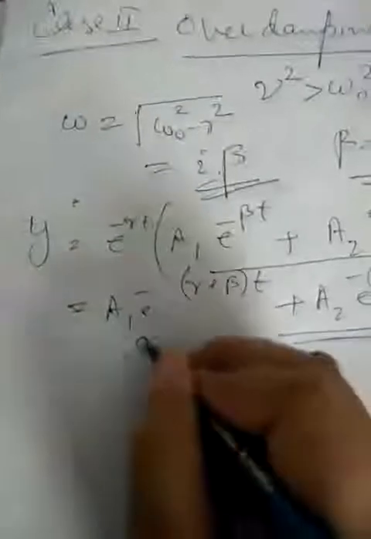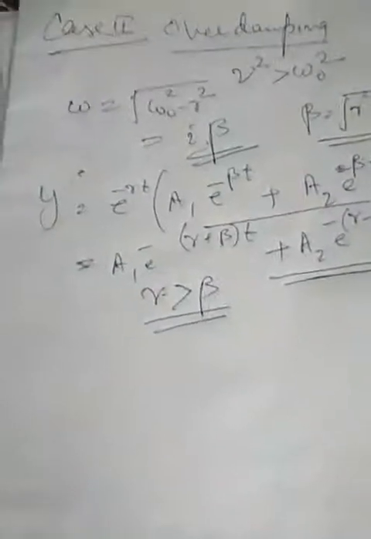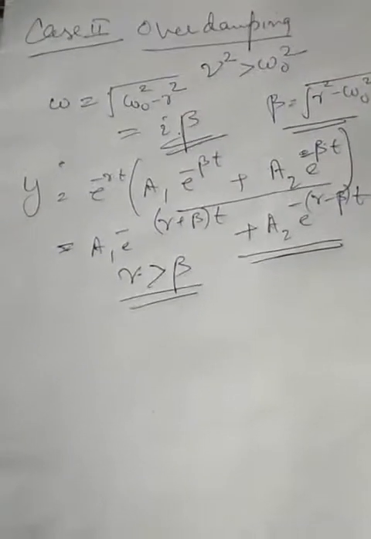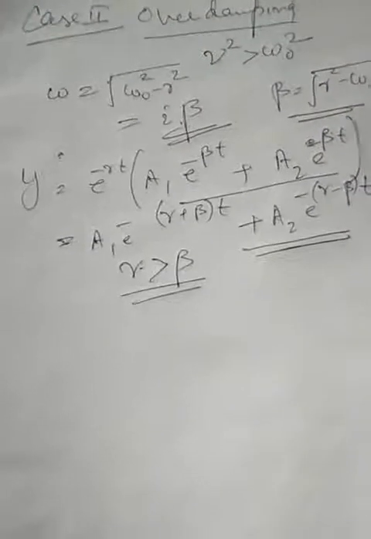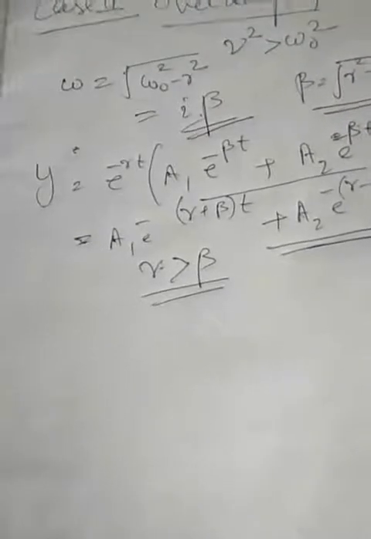So that means if gamma is greater than beta, both the parts will decay exponentially with time. So again this is called a non-oscillatory motion. So during over damping, when the friction is very much larger than the restoring force, the over damping occurs and the oscillation will decrease to zero immediately.